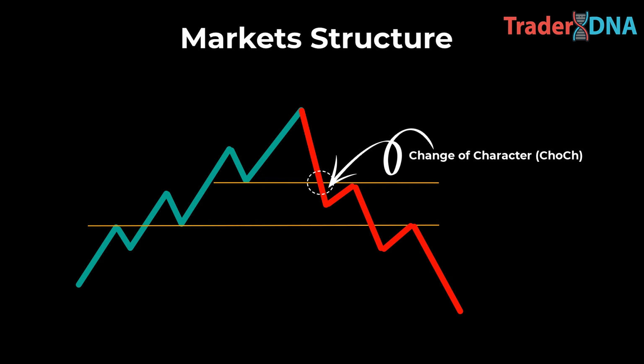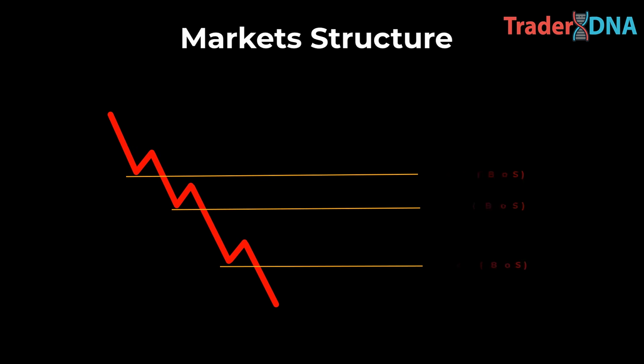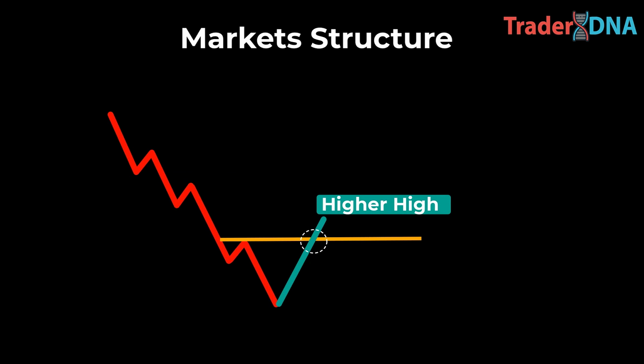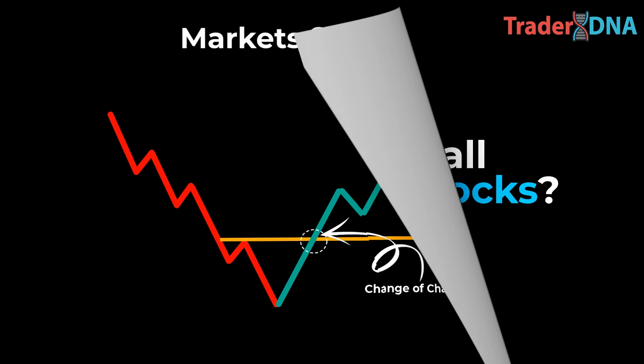The same cycle happens in a downtrend. The price makes lower highs and lower lows, and when it breaks a previous low, that's a break of structure. If the price breaks above a previous high and forms a higher high during the downtrend, that's another change of character, signaling a shift back to an uptrend. So that's a quick breakdown of what break of structure and change of character mean in market trends.